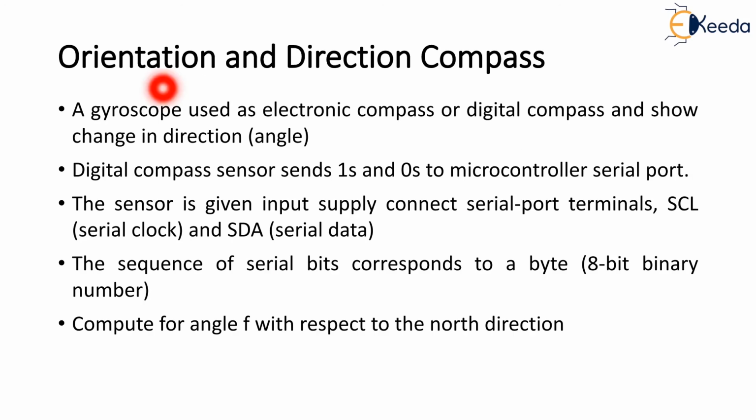So next one is orientation and direction compass. A gyroscope can be used as an electronic compass or digital compass and show change in direction, that is the angle. Alternatively, the digital compass can also be used. A digital compass shows the direction north, south, east and west. It also shows the direction in which an object is inclined.